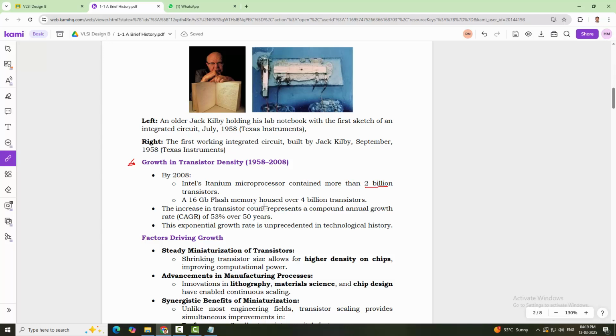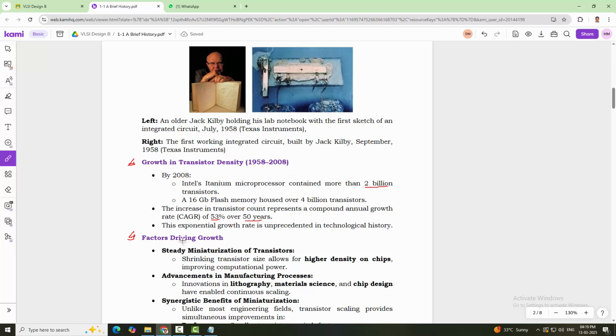The increase in the transistor count represents a compound annual growth rate, which we call CAGR, of 53% over the span of 50 years. And this is an exponential growth, of course, which is unprecedented in technological history. That's about the transistor density.